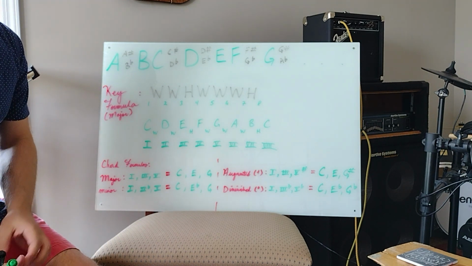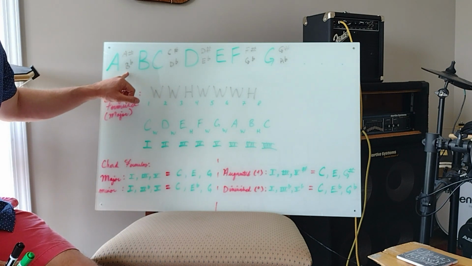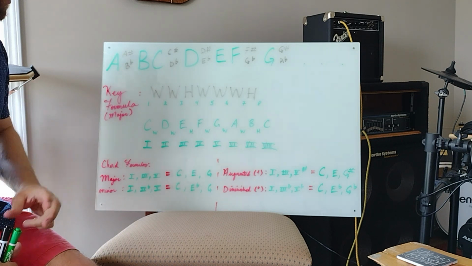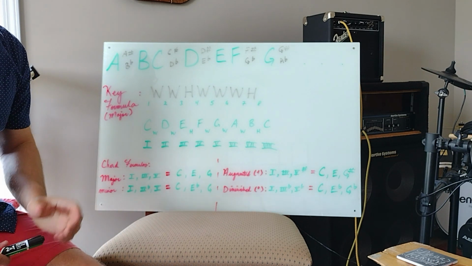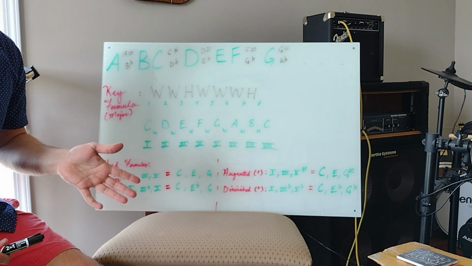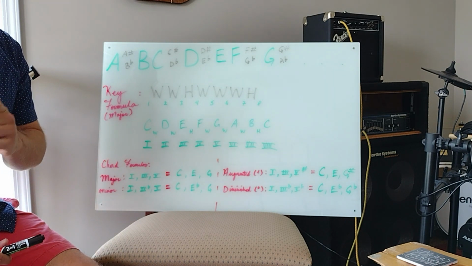There are keys that contain A sharp, but we don't call it B flat. There are keys that contain B flat, and we don't call it A sharp. And that's really just so we're not confusing sharp and flat notes and using both of them at the same time. That is another lesson.